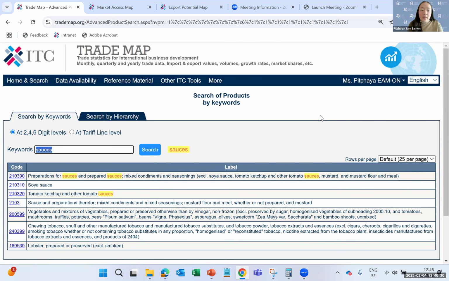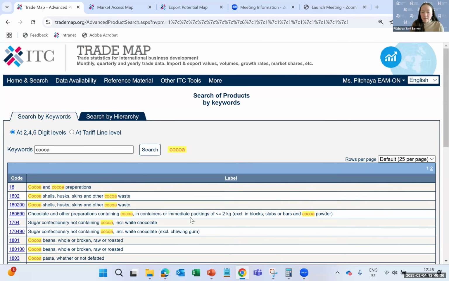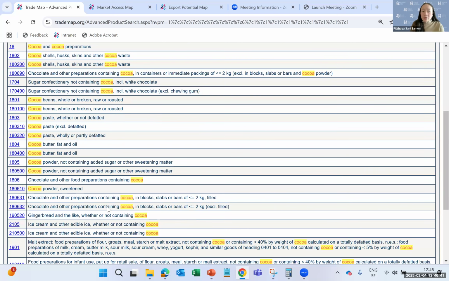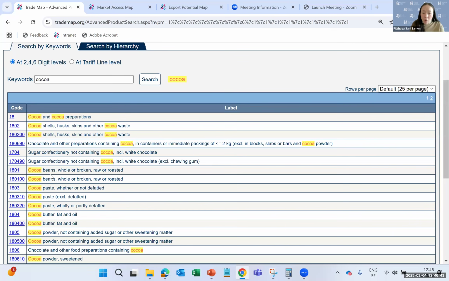So for example, if you're exporting cocoa, these are all the codes that contain the word cocoa, and you need to make sure that you choose the right one. Are you talking about cocoa bean? Are you talking about cocoa paste? Are you talking about cocoa butter? So you need to read the product description carefully in order to pick the right HS code. And you can do that through advanced search.